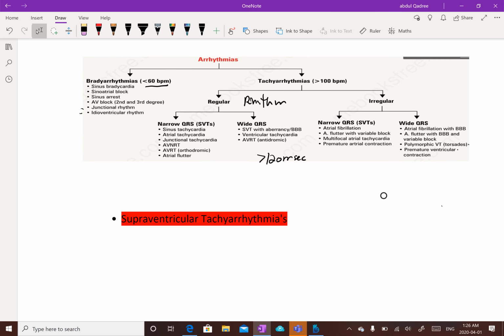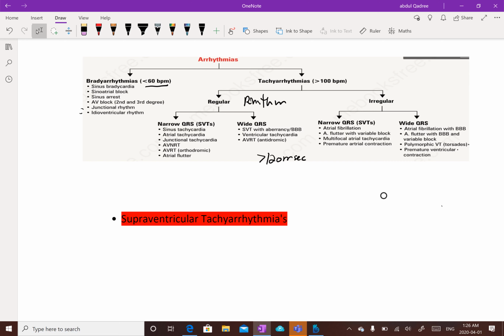So when you see an arrhythmia, divide yourself into tachy or bradyarrhythmia. Look at the rhythm. Is it regular or irregular? Is the QRS narrow or is the QRS wide? And then you can just detect your final diagnosis from there. This is just good for a clinical scenario. When you're in your rotations or in your residency, for example, it does help you a lot. Okay, so now we're going to talk about supraventricular tachycardias.